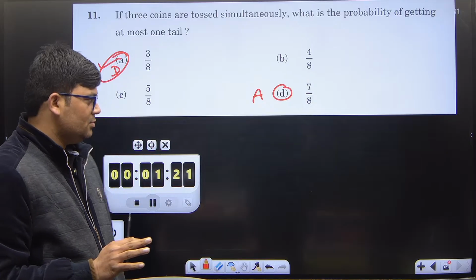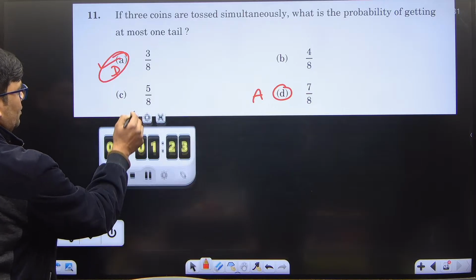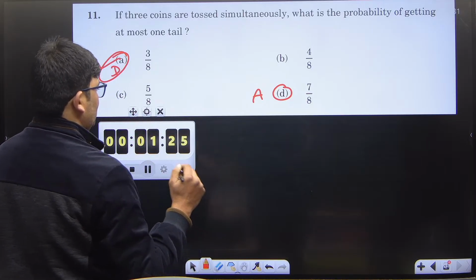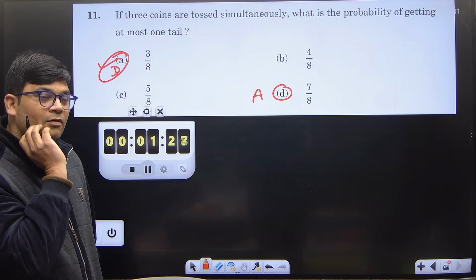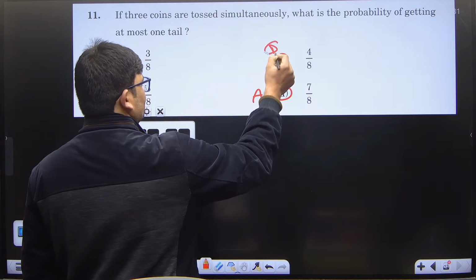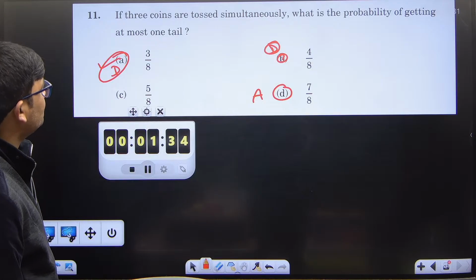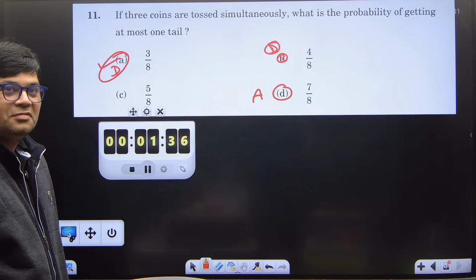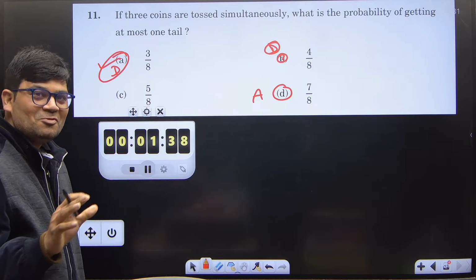बस? Let us check it out. Okay. Sorry, sir. 4 by 8. धैर्य ने भी बोल दिया, अभी चेंज कर दिया. Sir, at most one tail meaning at least one tail or only one tail? Yes, at most means at most. It is not at least.